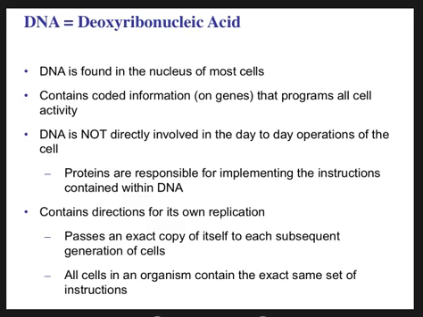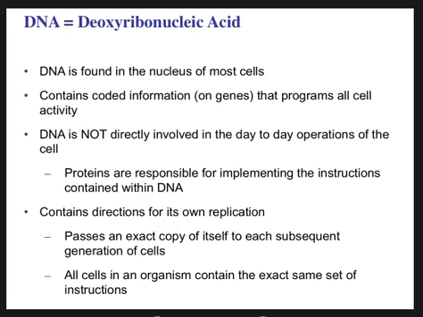I think I said this on the last slide, but DNA is going to contain directions for its own replication. So it's going to generate an exact copy of itself, and it's going to pass that exact copy of itself on to the next generation of cells. So we're actually going to have a true cloning of cells. All cells within an organism are going to have the exact same set of instructions. What is going to vary is which of those instructions get turned on or utilized at any given point in time.